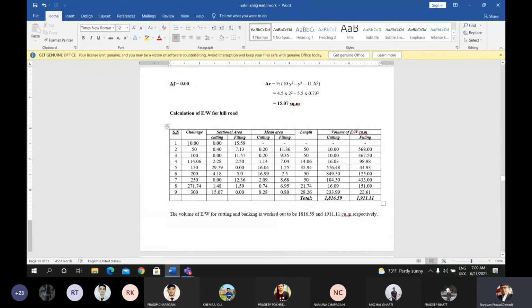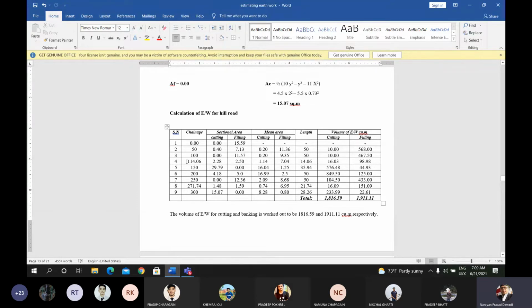Okay, in this way I am putting the data of the respective chainage. For the first 0 meter chainage, it is fully case, so there is no cutting area, only the filling area is there. We have calculated for the chainage 0 meter. This is the fully case. Okay, fully filling. For the 50 meter chainage, this is partial case. That's why section area of the cutting as well as the filling is here. Okay, for the 100 meter chainage, it is fully filling case, so the section area of filling is here. Section area of cutting is 0.